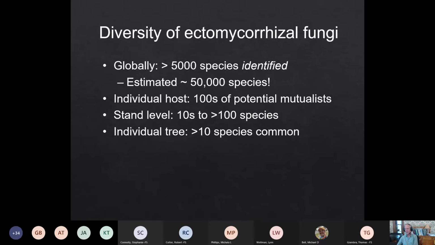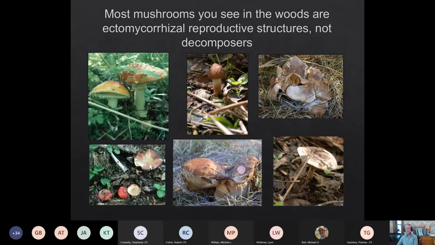So again, that relationship and the symbiosis I talked about is a tree plus many symbionts on its roots. It's not a one-to-one thing, so keep that in mind. Most of the mushrooms you see in the forest are ectomycorrhizal reproductive structures, especially not decomposer mushrooms. And when I say sporocarp, it's more or less interchangeable with mushroom. All mushrooms are sporocarps. Not all sporocarps are mushrooms. Some of them are just crusts and things like that. So that's why I use the fancy lingo like sporocarp.